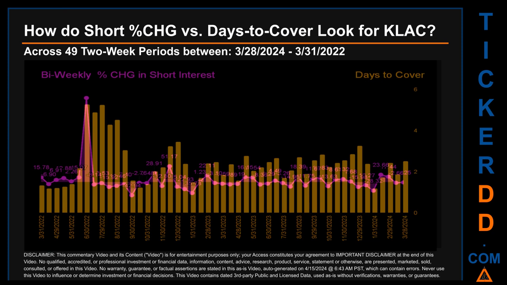The average days to cover was about 2.41. The biggest days to cover was 5.27 and it happened once on June 30, 2022 settlement date.